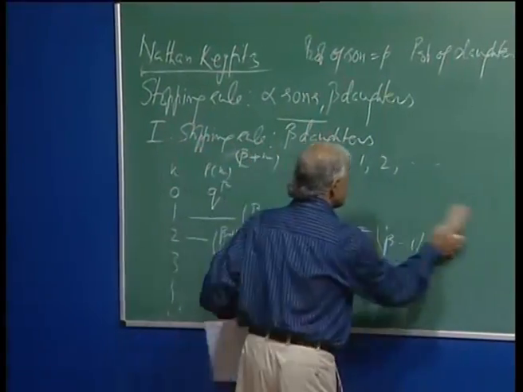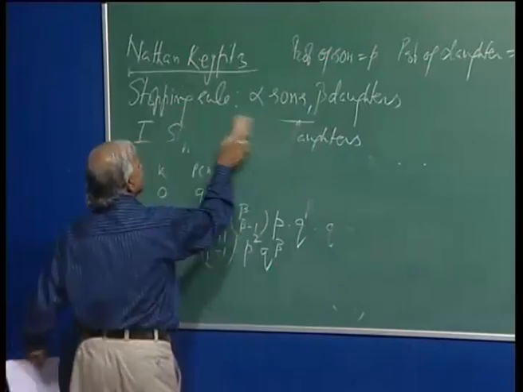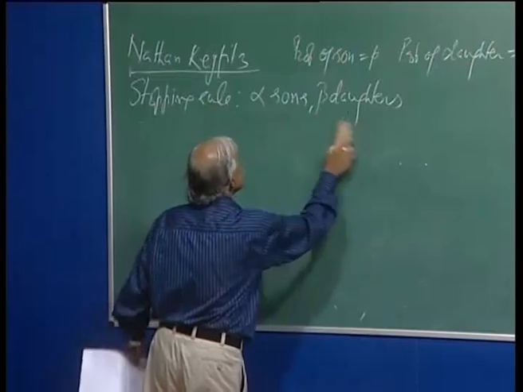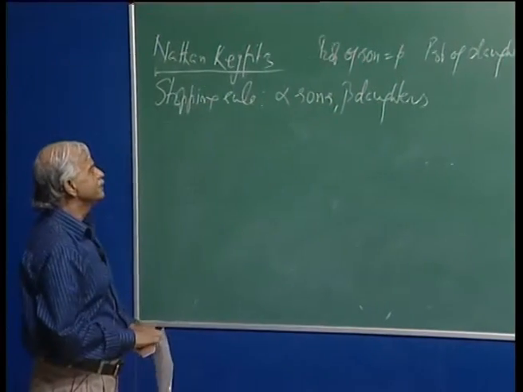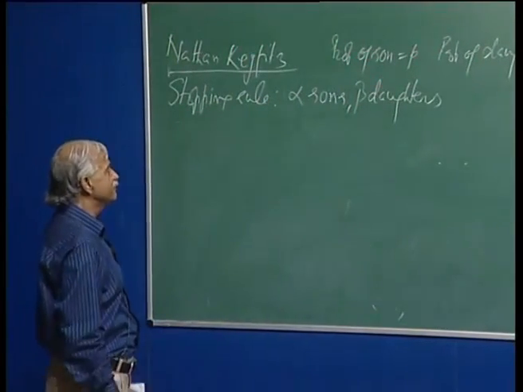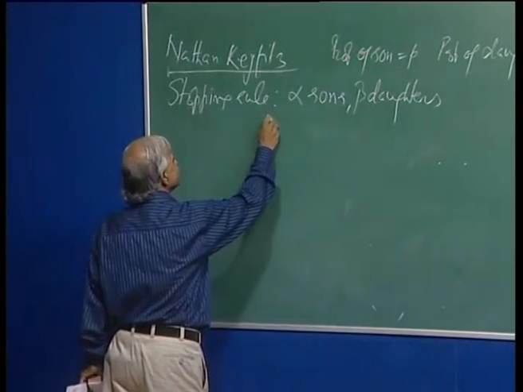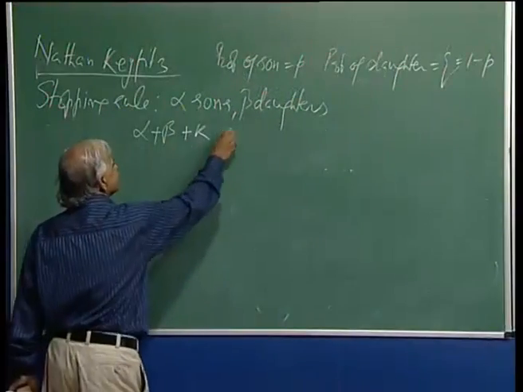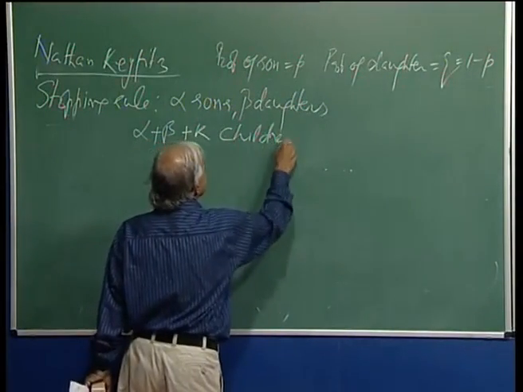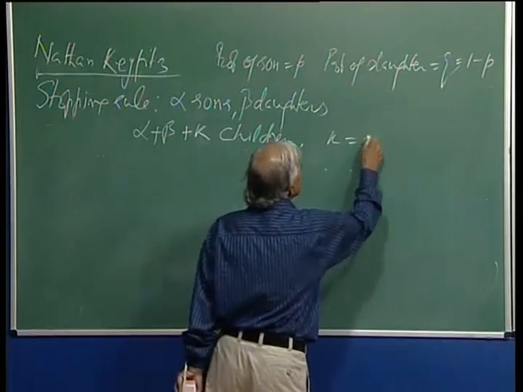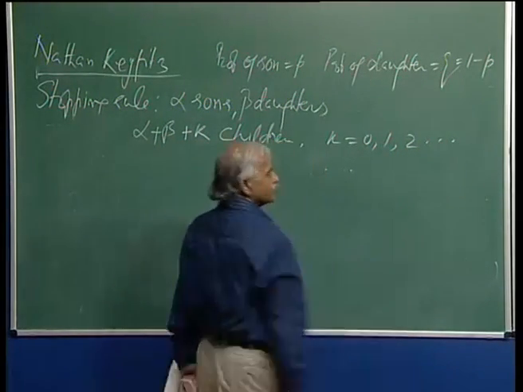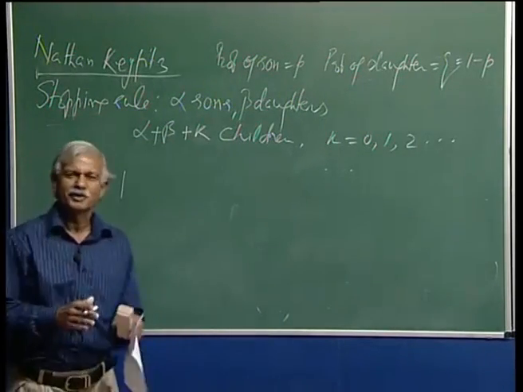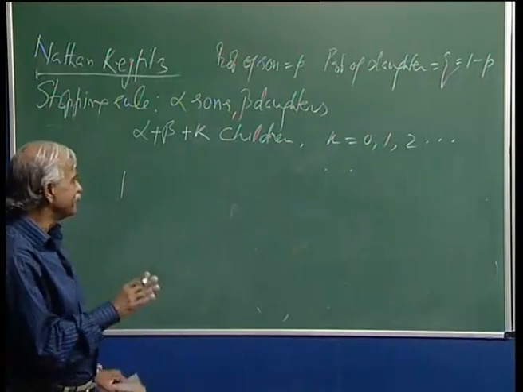In general, if I have to write an expression for alpha sons and beta daughters, the original question, it is simple. Under the stopping rule that people stop after having alpha sons and beta daughters, they will have alpha plus beta plus k children. Here k may be 0, may be 1, may be 2 and so on. Let me write just one. You are not going to be students of mathematics. The purpose is only illustrative.